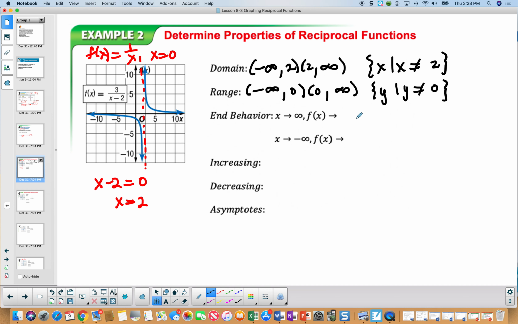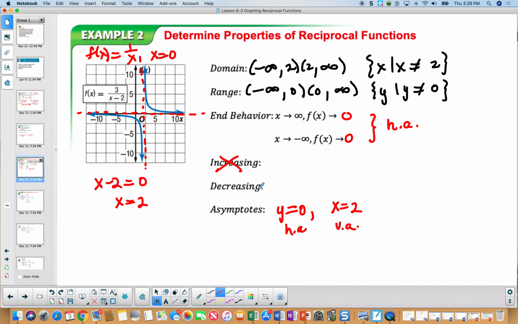The end behavior is really trying to approach this horizontal asymptote right here. As x goes to infinity, y wants to get closer and closer to 0. As x goes to negative infinity, y is equal to 0. So this has a lot to do with a horizontal asymptote. Our horizontal asymptote is y equal to 0, and our vertical asymptote is x is equal to 2. Now this is not an increasing function.